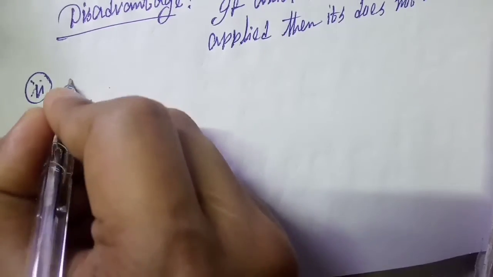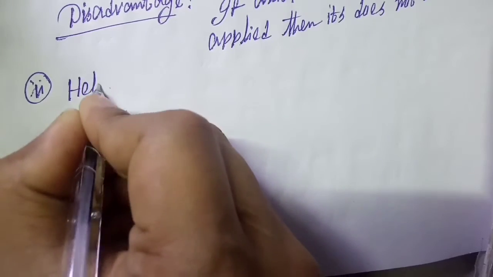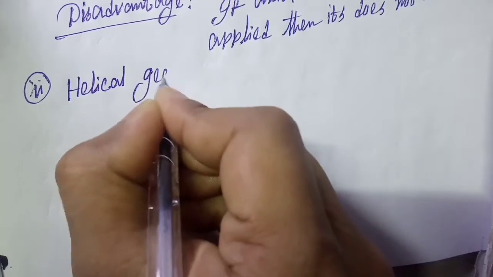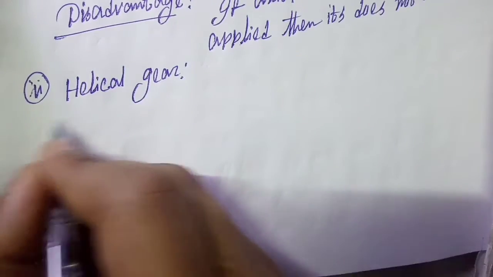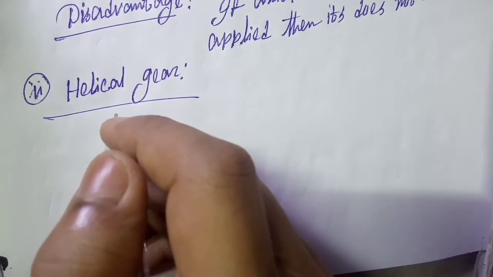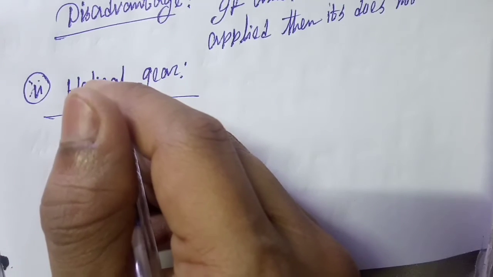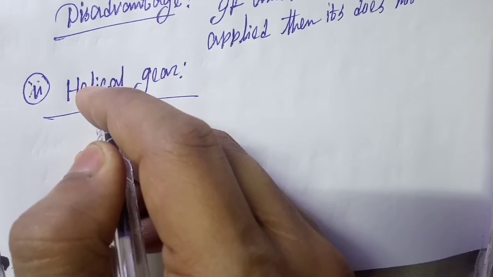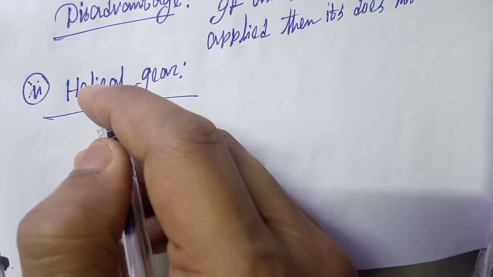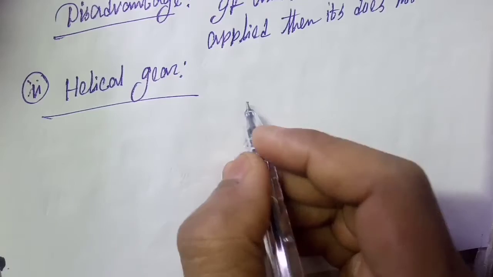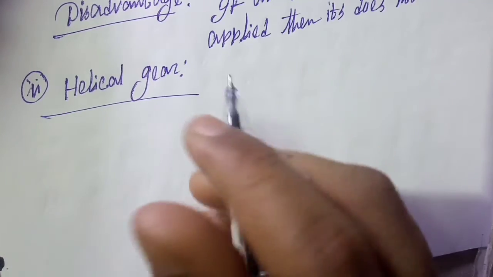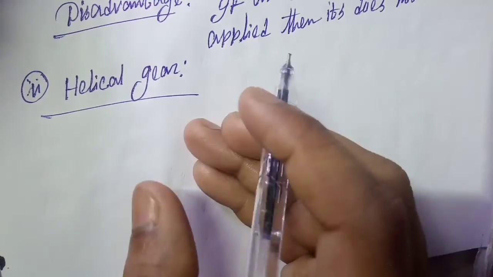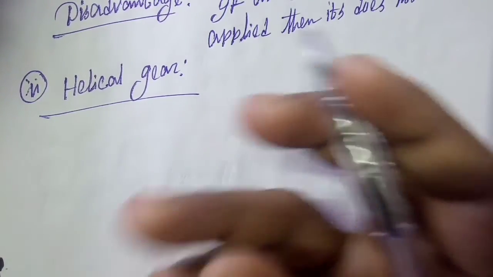Another type of gear is the helical gear. It is a different type of gear from spur gear. Its teeth are different compared to spur gear, and its gear teeth and axis make an angle.